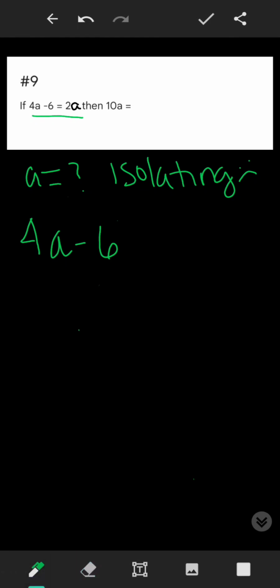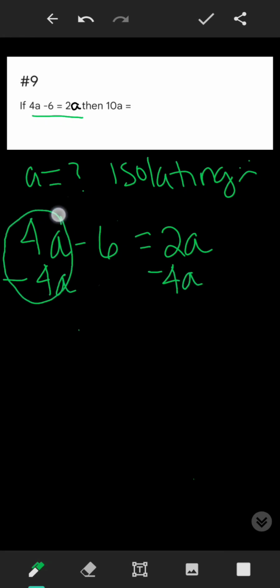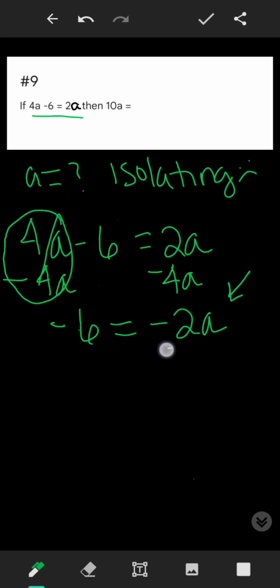So 4a minus 6 is equal to 2a. Let's get all the a's on one side. The only way I can do that is, again, by doing the opposite of what I see, because this is now going to become a zero pair. And I'm left with negative 6 is equal to 2a minus 4a, which is negative 2a. Last thing I need to do to separate that a from that 2 is reverse that multiplication.